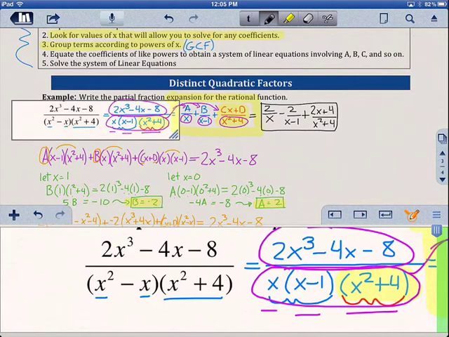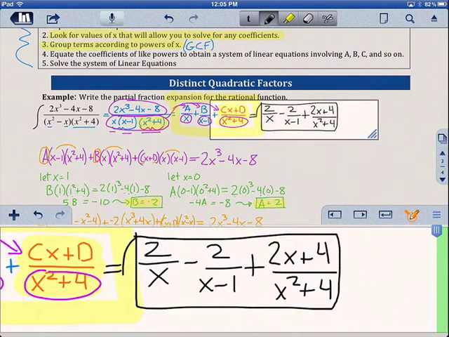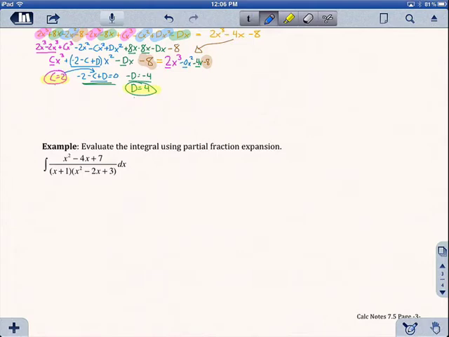Now notice there was no integral here, but if there had been an integral, then we would be able to integrate this by doing all these separately. Okay, but the biggest thing to learn here is that partial fraction expansion when you have a distinct quadratic factor. Alright, so let's try the next example.